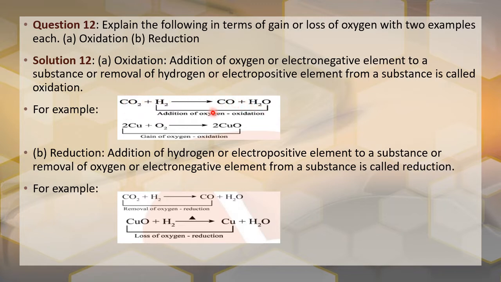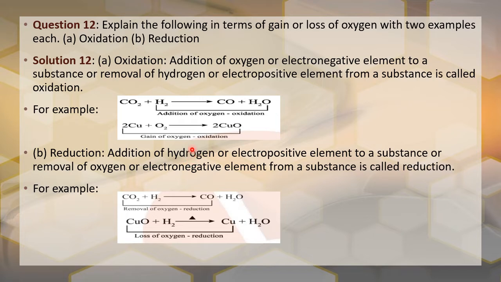In the same way, one more example is copper plus oxygen to give copper oxide. So oxygen is added to the copper. So it is pure oxidation. Now we'll go for the reduction. Whatever I have told in the oxidation, it is opposite for the reduction. What is reduction? It is addition of hydrogen.